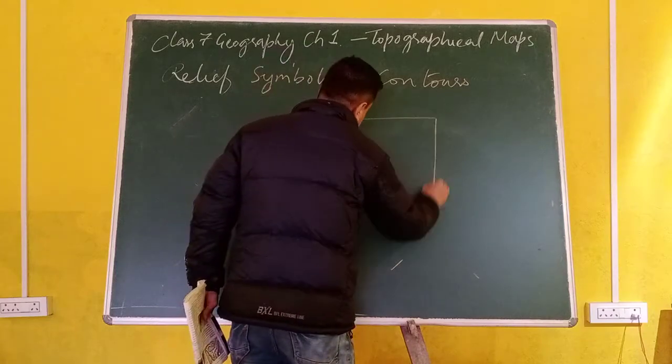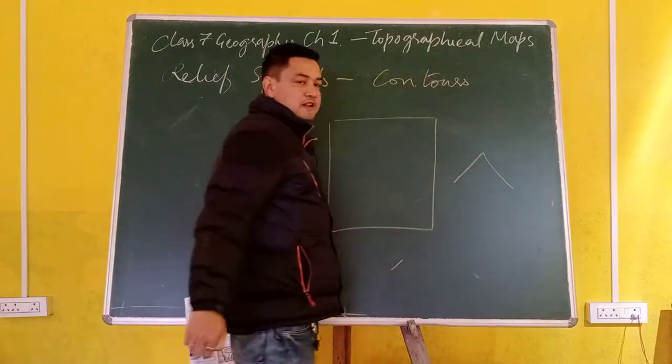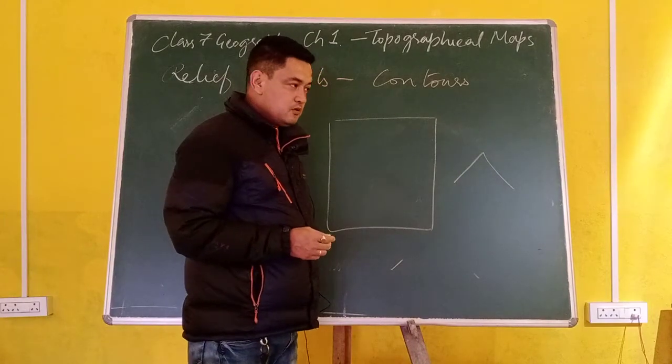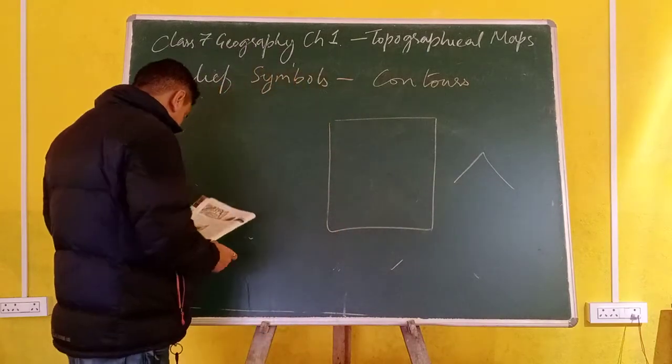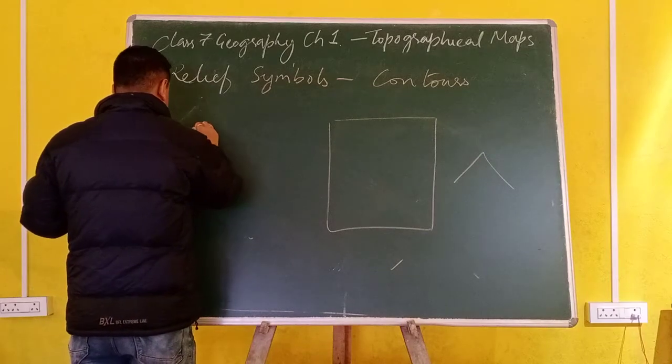This is the map, and I will draw a mountain. Can I draw the mountain this way on a map? No, it's not possible. So, in order to show that mountain, I use a contour line. Okay, let's take an example. I make a mountain.